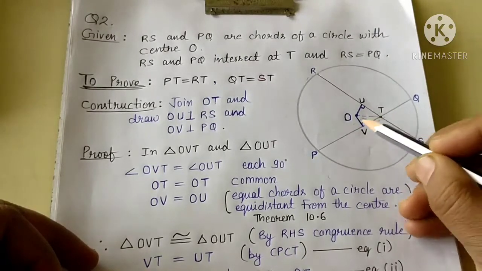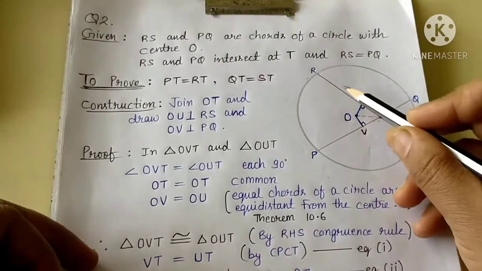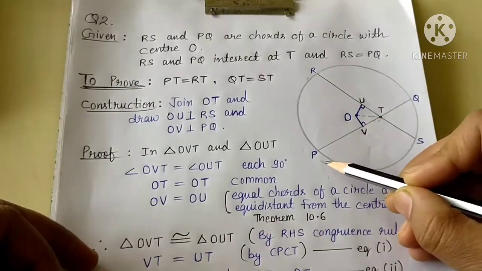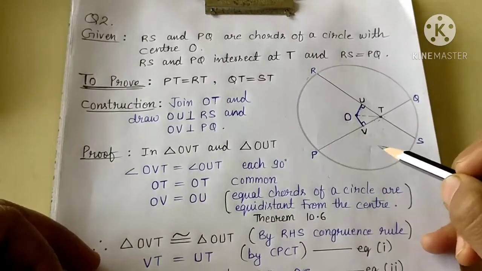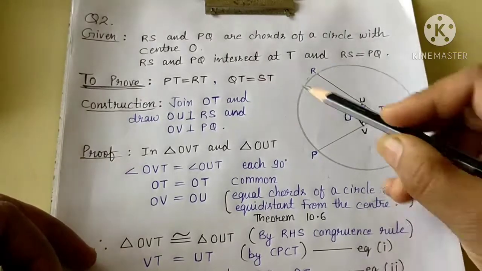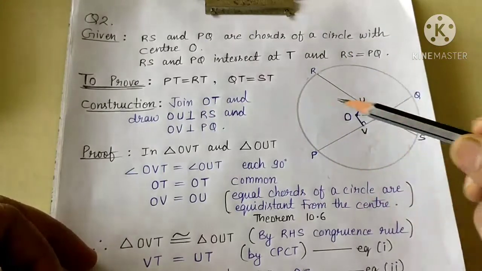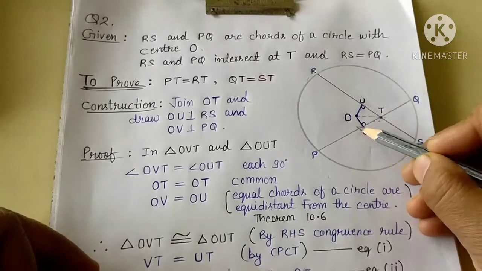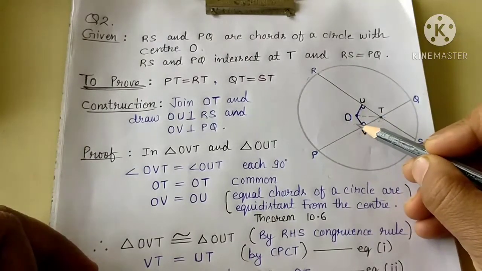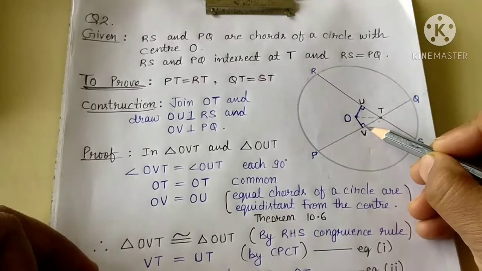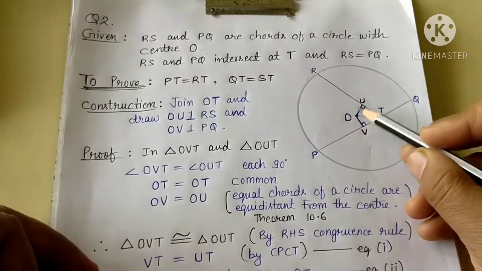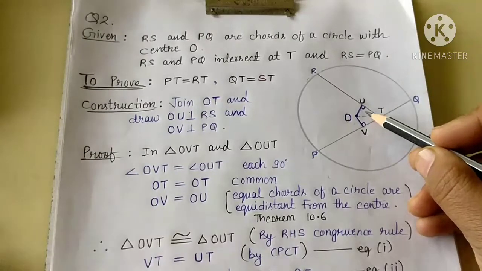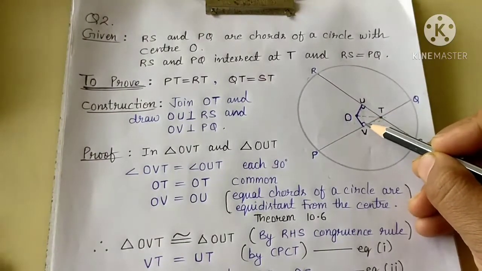We have drawn OU which is perpendicular on RT, and then we have drawn OV which is perpendicular on PQ. Now in order to prove that PT equals RT and QT equals ST, we are taking these two triangles, OUT and OVT. These are right angle triangles, as you can see the 90-degree angle here, in OVT and OUT. The angles are 90 degrees by construction. In these two triangles we are trying to prove that they are congruent.